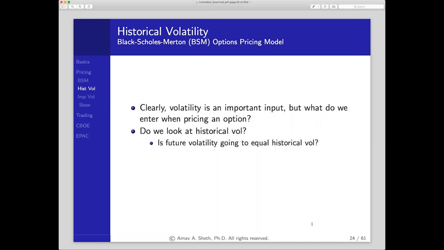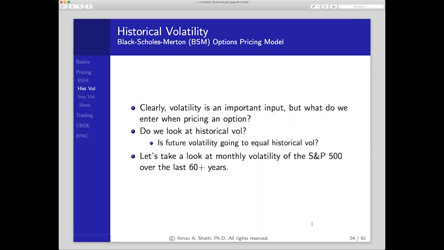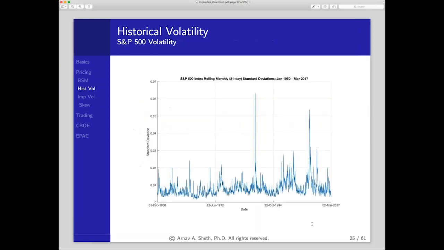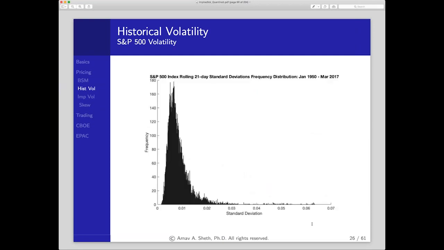Because remember, when we're pricing an option, let's say we're pricing an option that expires at the end of April, so I'm looking at the next 6 weeks or so, or 7 weeks. What is the volatility going to be over the next 7 weeks? Is it going to be the same as the last 7 weeks? It could be, but maybe not. All right. So if we look at monthly volatility of the S&P 500 over the last 60 plus years, you can see that the volatility itself, the standard deviation of the standard deviation, is pretty high. The standard deviation fluctuates a lot. Okay, so it's never constant. So it's highly unlikely that the next 7 weeks are going to be similar to the last 7.